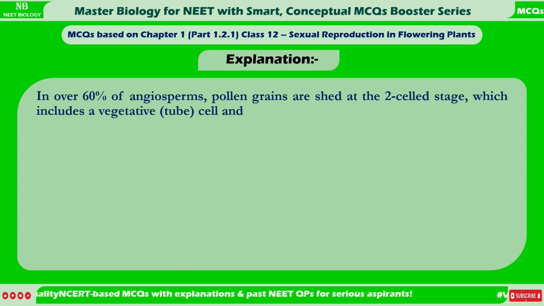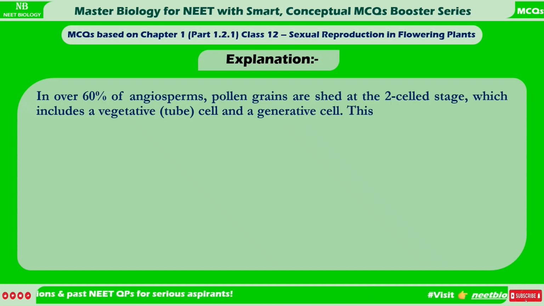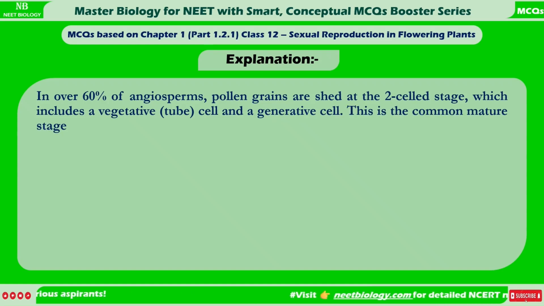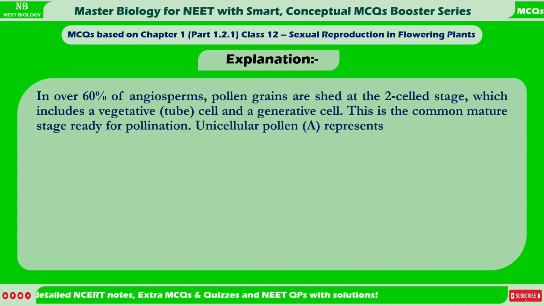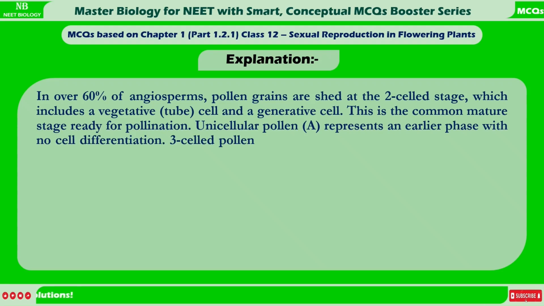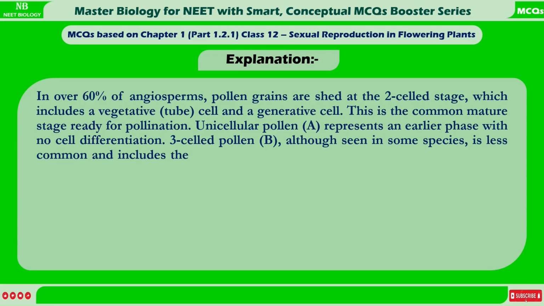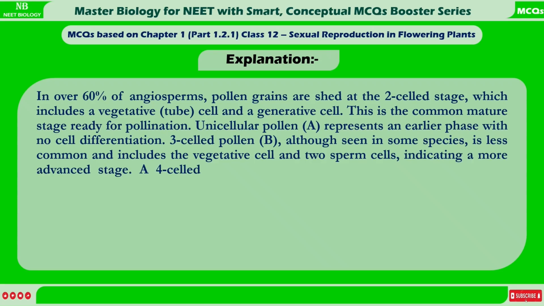cell and a generative cell. This is the common mature stage ready for pollination. Unicellular pollen, A, represents an earlier phase with no cell differentiation. 3-celled pollen, B, although seen in some species, is less common and includes the vegetative cell and two sperm cells, indicating a more advanced stage. A 4-celled stage, D, does not exist in pollen development. Therefore, C, 2-celled is the correct answer.